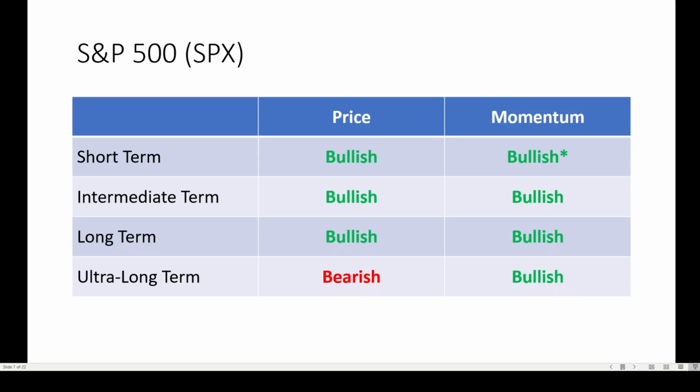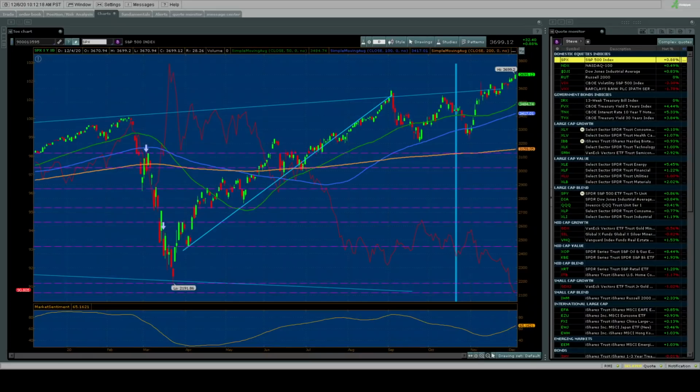Let's get into the S&P 500, where really the only change is that it's bullish across the board. We see on the 100-day, we're still a little bearish, a flat signal there. Otherwise, bullish across the board. Let's take a look at the price charts.